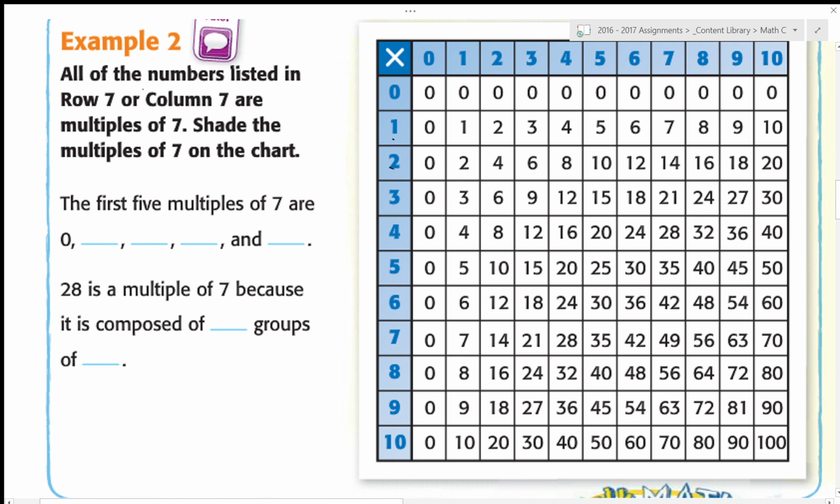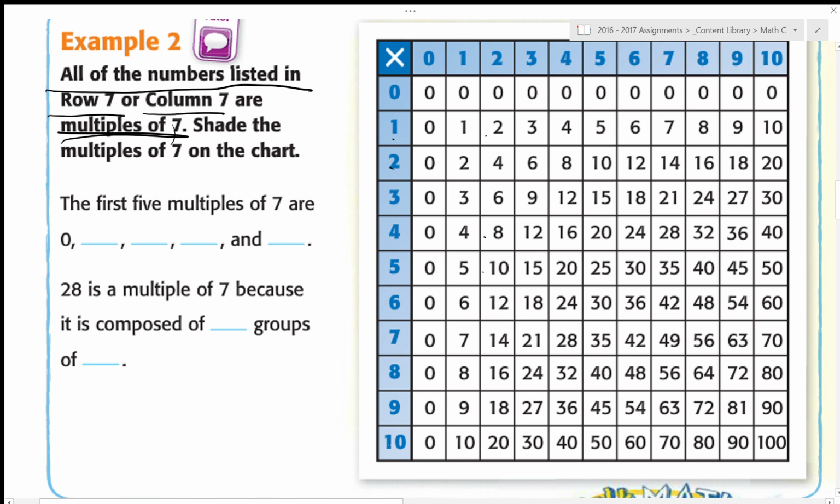So all of the numbers listed in row 7 or column 7 are multiples of 7. So we had 2. These are all multiples of 2. 2 times 1, 2 times 2, 2 times 3, 2 times 4, 2 times 5, and so on. And in this case, they're giving the example of 7. So if we go to 7, 7 times 0 is 0. 7 times 1 is 7. 7 times 2 is 14. 7 times 3 is 21. And 28, and so on. So this gives us an idea of what numbers are multiples of a number.